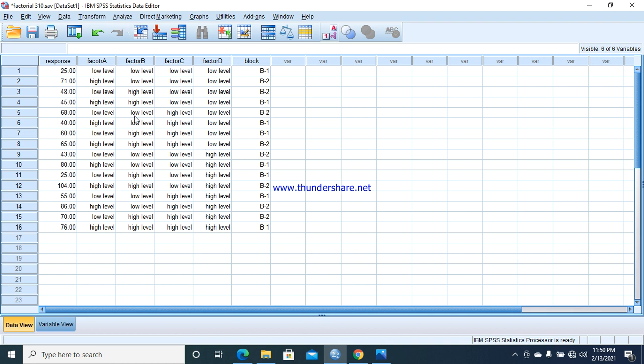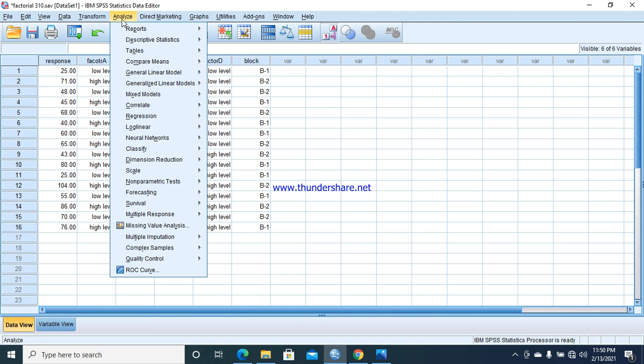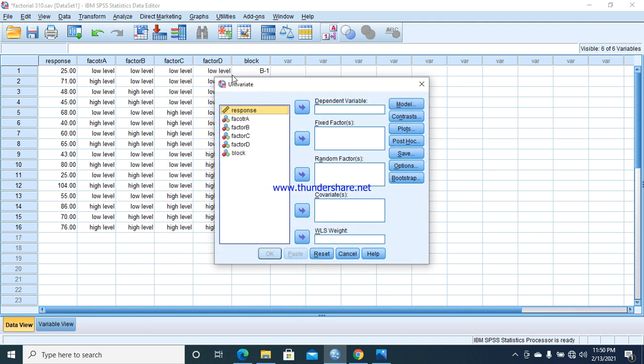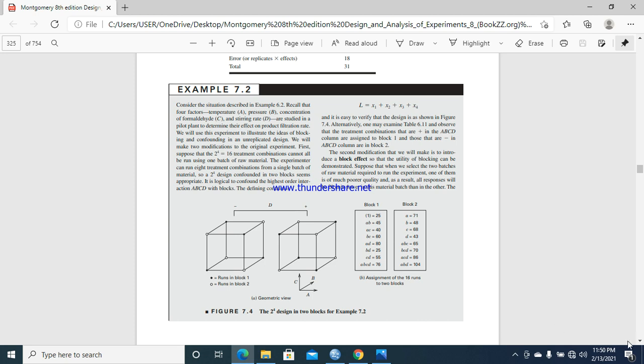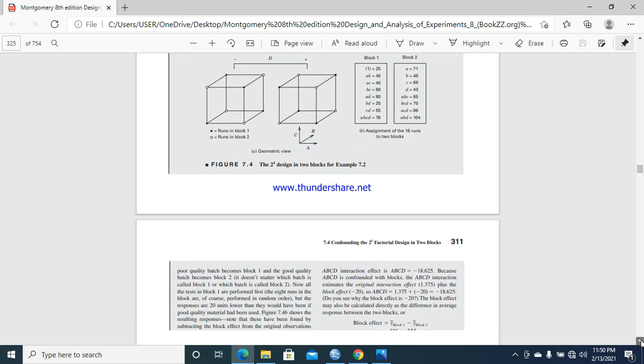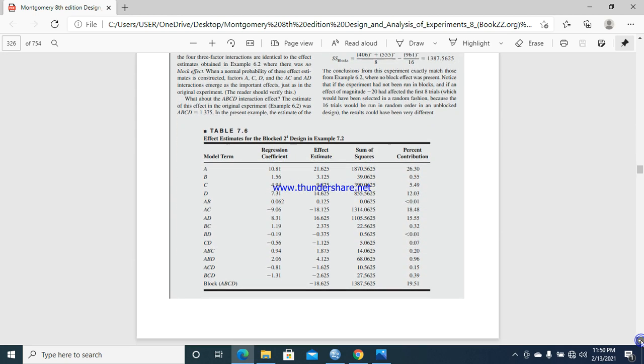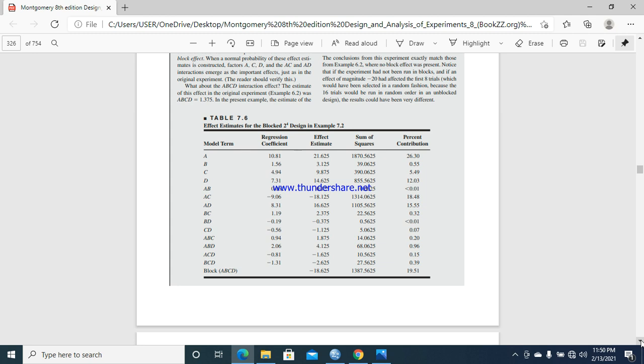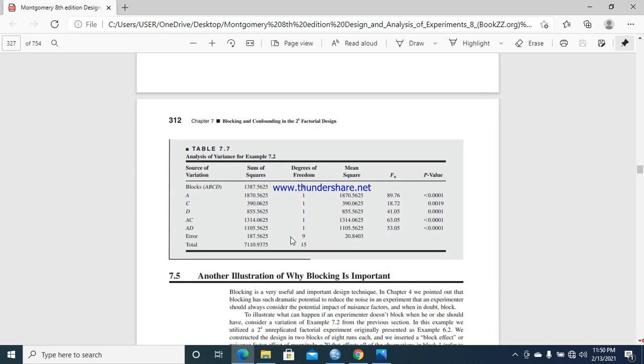Then after entry of data, we will go towards Analyze. We want to check the General Linear Model and Univariate. I want to mention one thing, that we will compare our result with the book. So we'll see which values are bigger in the book: A, B, C, D, and their effects. We can compare the sum of squares over here with all of these values, but I will just calculate these values as mentioned in the book.